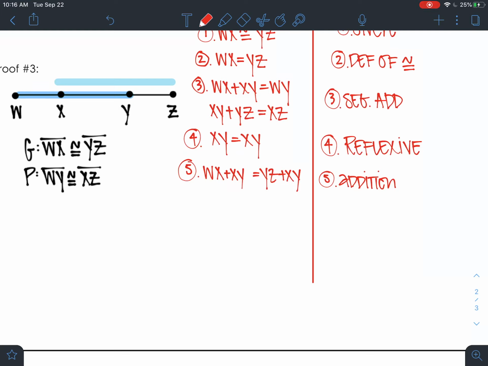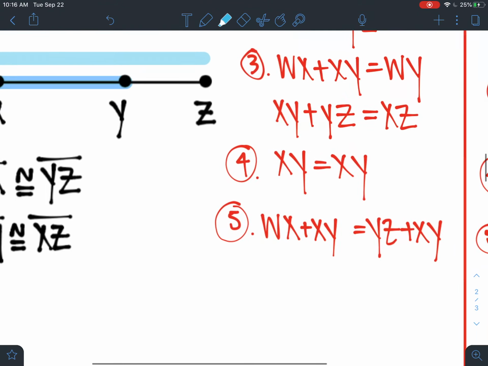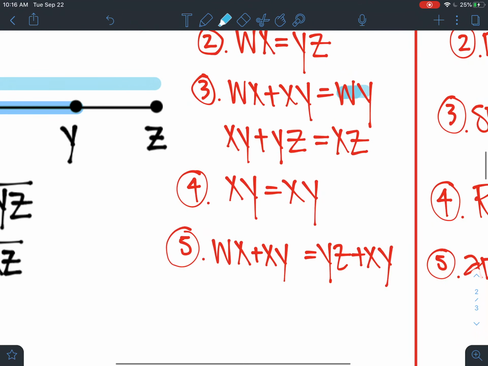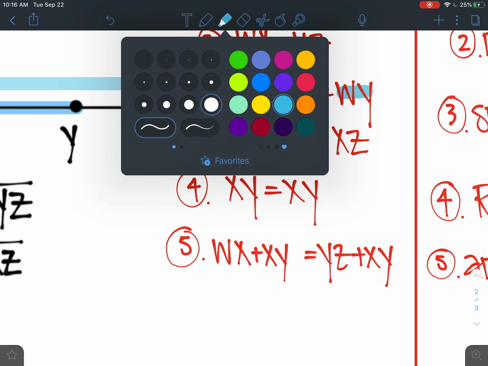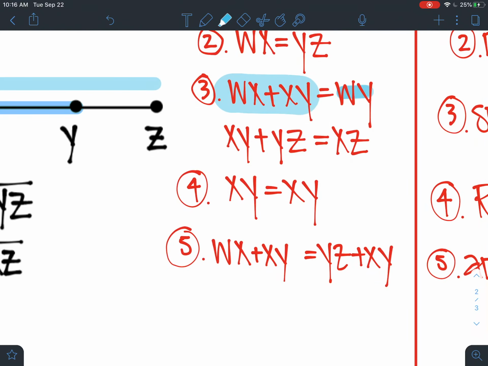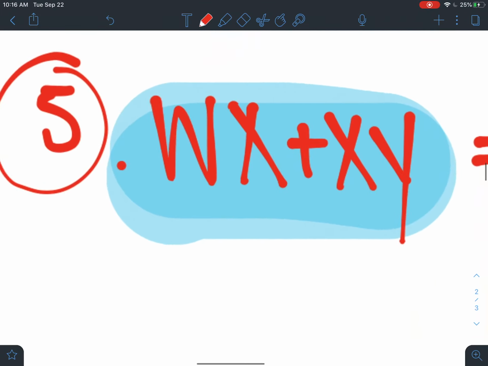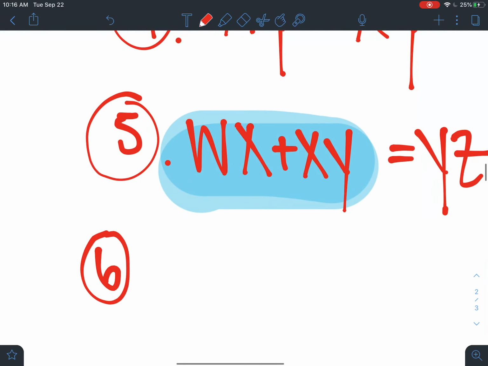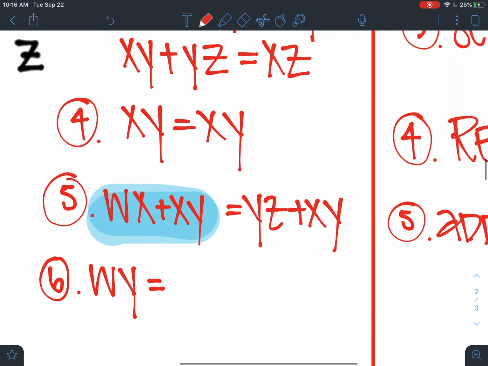Now, why did I do that? What are we trying to prove again? We're trying to prove WY and XZ, right? So take a look here. I have WY, and let's see what WY is set equal to. WX plus XY. Well, I have WX plus XY, right? So I can take this WY and plug it in for the WX plus XY to get WY equals, all right?